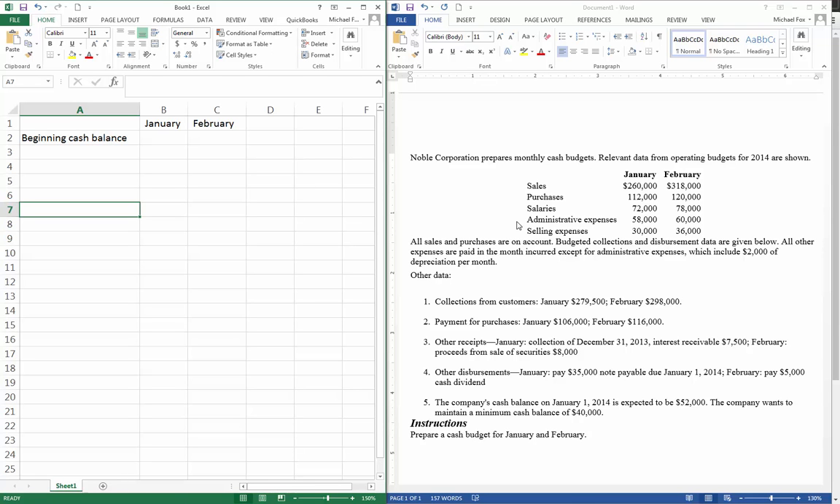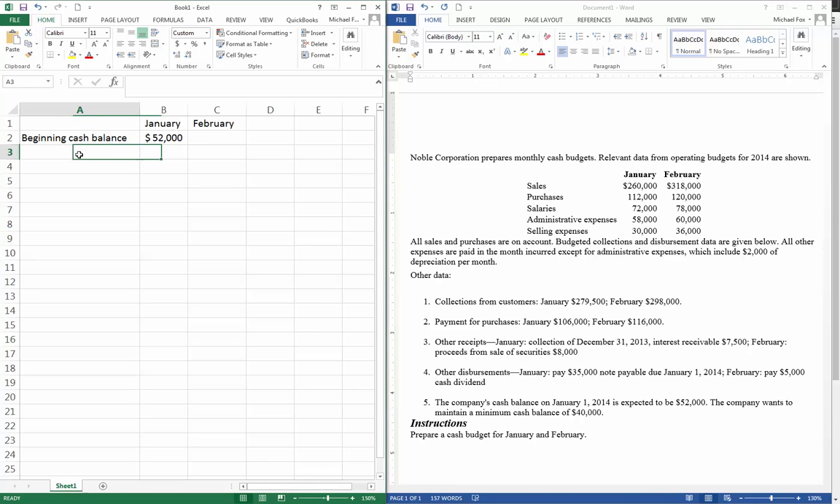Remember, depreciation is a non-cash expense, meaning we're not paying any cash for it now. It's an expense that represents cash we paid in the past when we purchased a large asset. And then it gives us all this data: collections for customers, payments of purchases, other receipts, other disbursements, and the company's cash balance on January 1st. It's 52,000. The company wants to maintain a minimum cash balance of 40,000. All right, so we will start with 52,000 on January, and then we'll go from there.